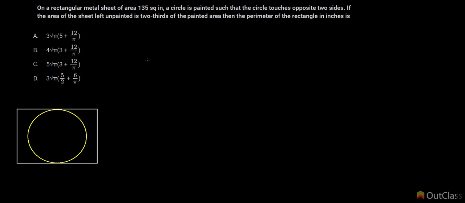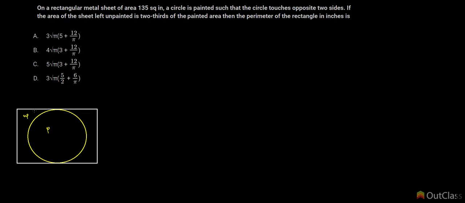On a rectangular metal sheet of area 135 square inch, a circle is painted such that the circle touches opposite two sides. If the area of the sheet left unpainted is 2/3 of the painted area, then the perimeter of the rectangle in inches is how much? Some expressions are given. This is painted, this is unpainted.